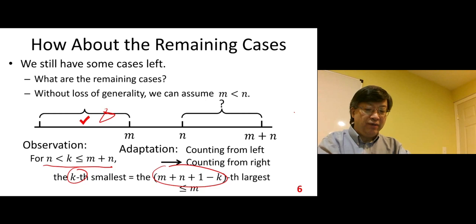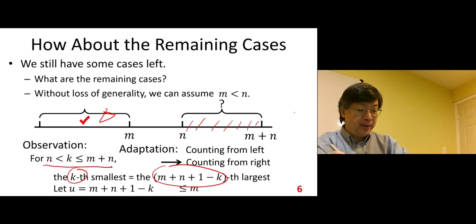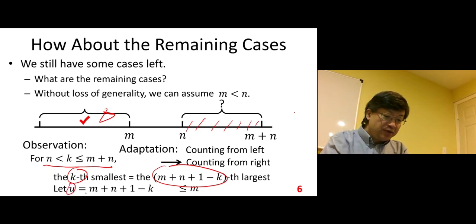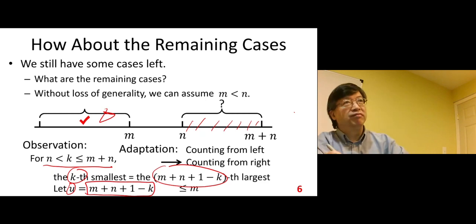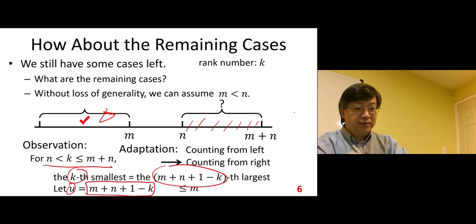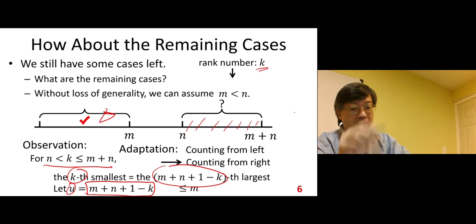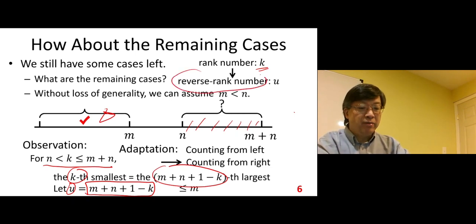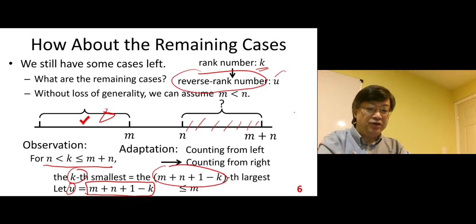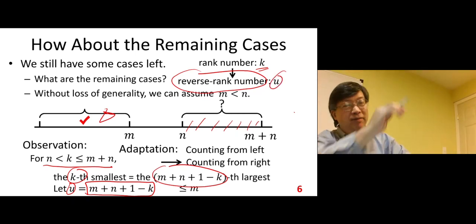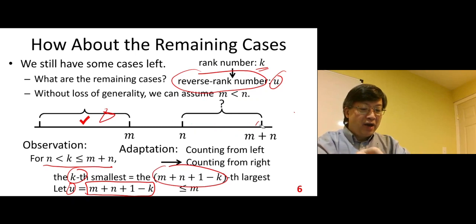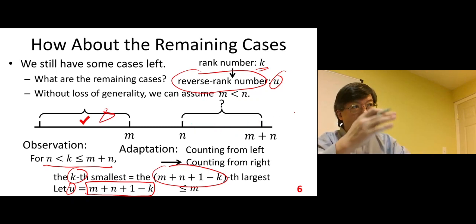And we know when k is in this part, that number is less than or equal to n, okay? So here we use u equals that number, the conversion. Then u will be less than or equal to m. So the rank number k, we count from the smaller side, corresponds to the reverse rank number u, because we come from the larger side. So with that observation, now can we do the same thing as we did before, the binary search?